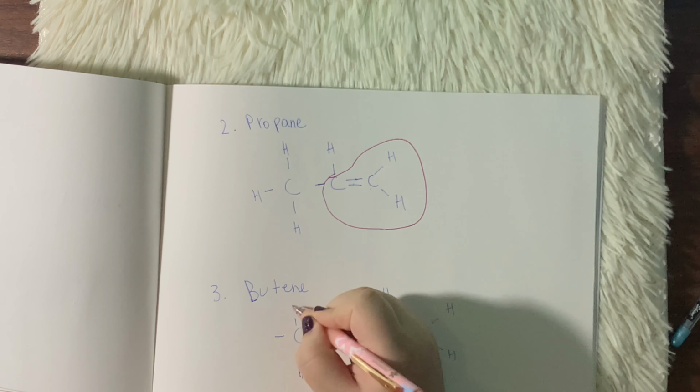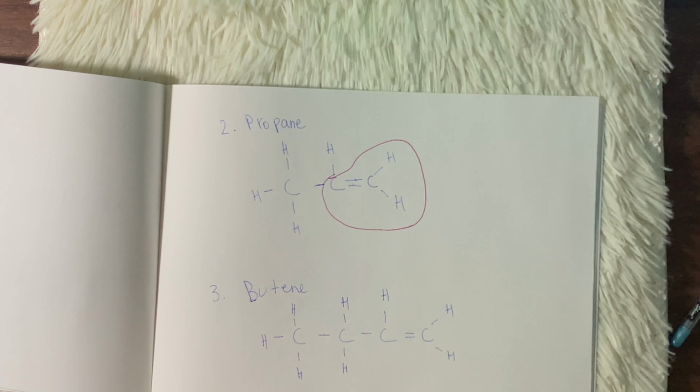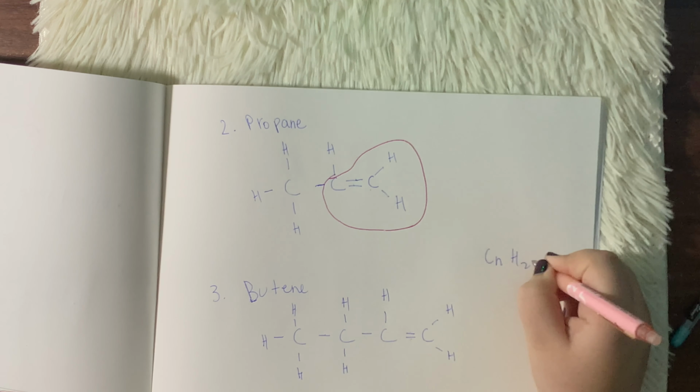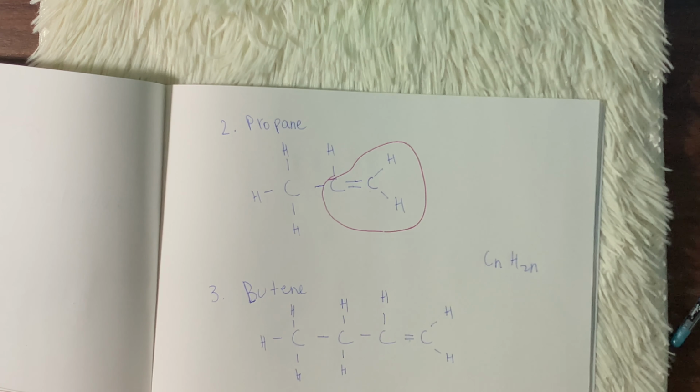It's really simple, guys. Basically, all you need to remember is the general formula, which is CnH2n, just the double of whatever is happening, okay? So now we might be wondering, how do we get alkenes? Basically we get our alkenes from catalytic cracking.